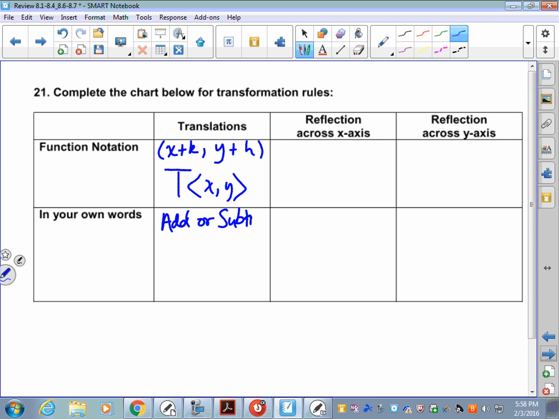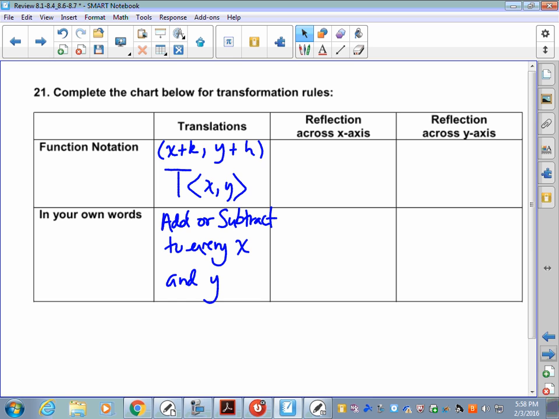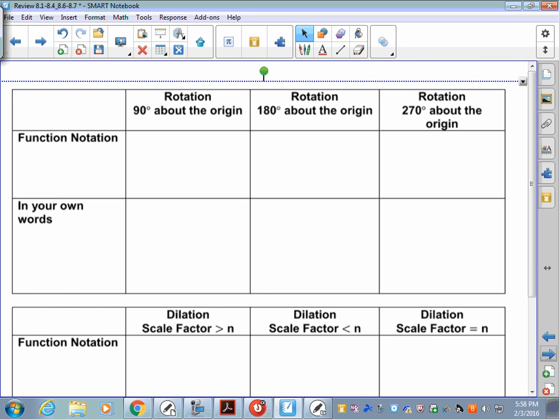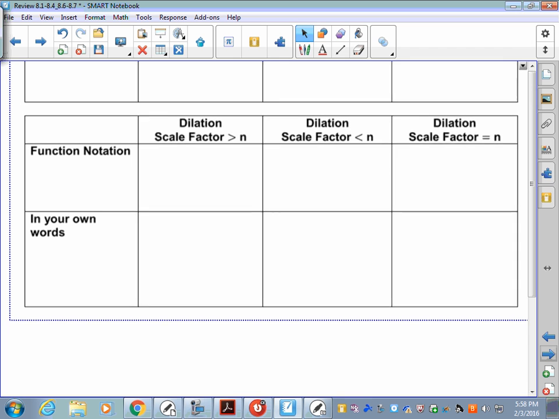So just do this, guys. Read it off your foldable, to every x and y. I don't think I need to explain this. You can fill this in. I think you can do this. The only one I really want to talk about is there's a little typo, and that is with your dilations.